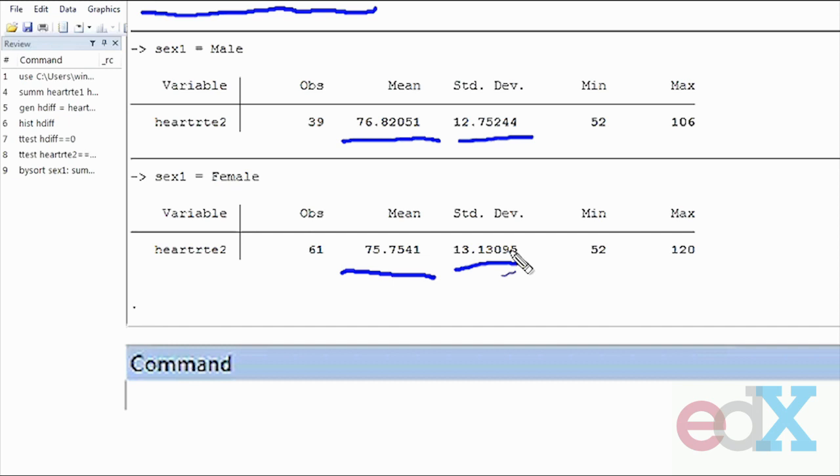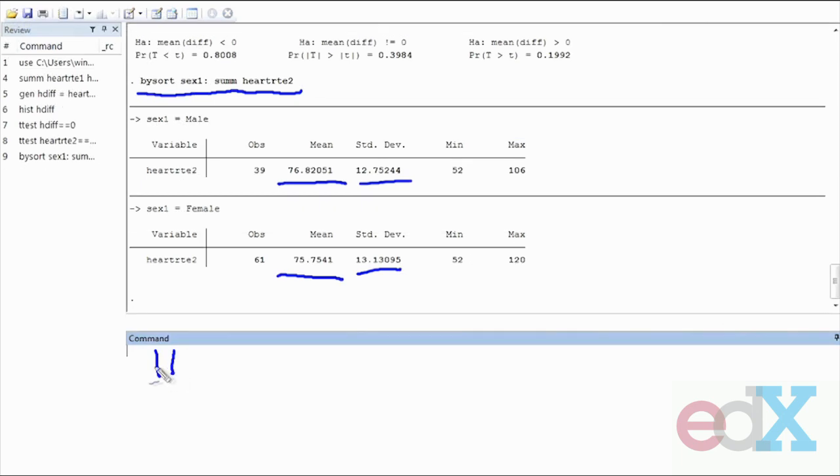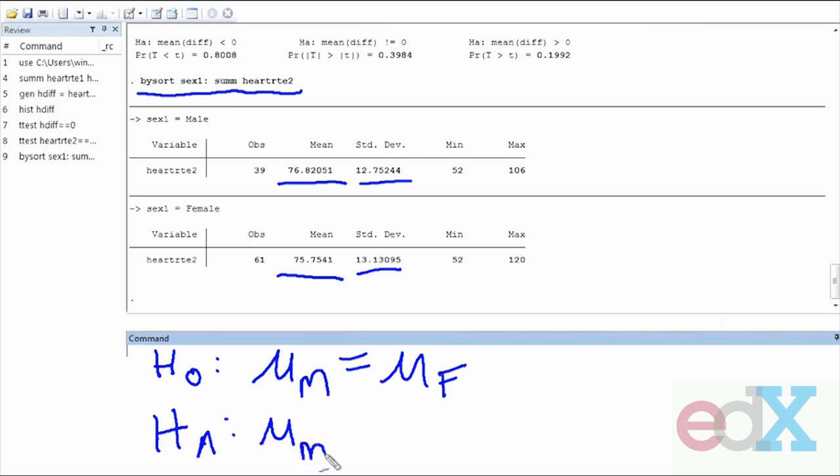They're similar. So now we want to perform a hypothesis test, and before we do that we should write down what are our null and what are our alternative hypotheses. So the null here in this case is simply that the mean of heart rate for males is equal to the mean heart rate for females. And the alternative, we're going to use a two-sided alternative here. We're just going to say that they're not equal. And so now that's our null and that's our alternative hypothesis.